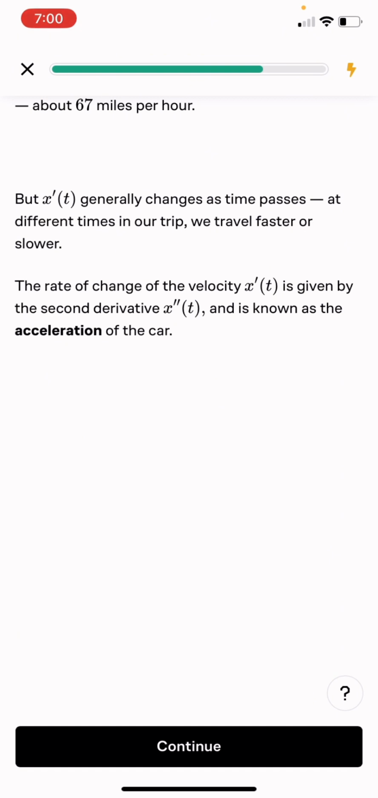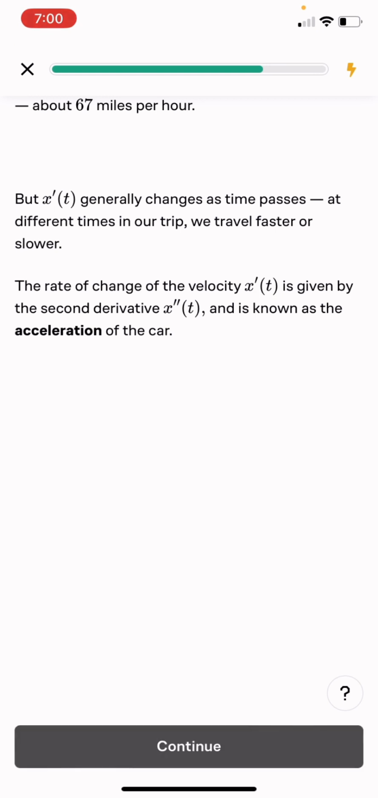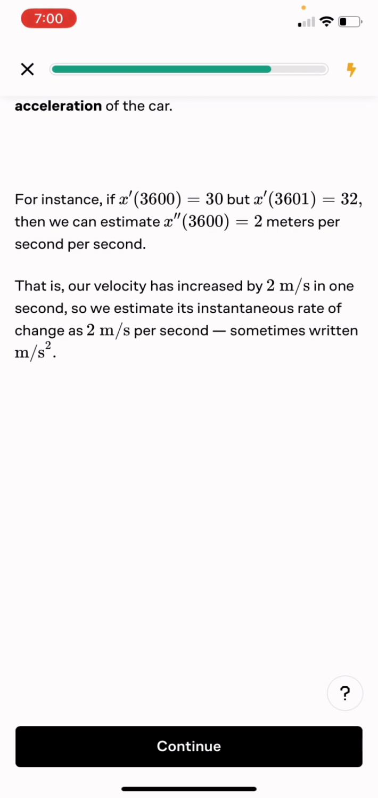So if it was like that, then we can consider the increase of it. That is, our velocity has increased by 2 meters per second in 1 second. So we estimate its continuous rate of change as 2 meters per second per second, sometimes written as meters per second to the second power.